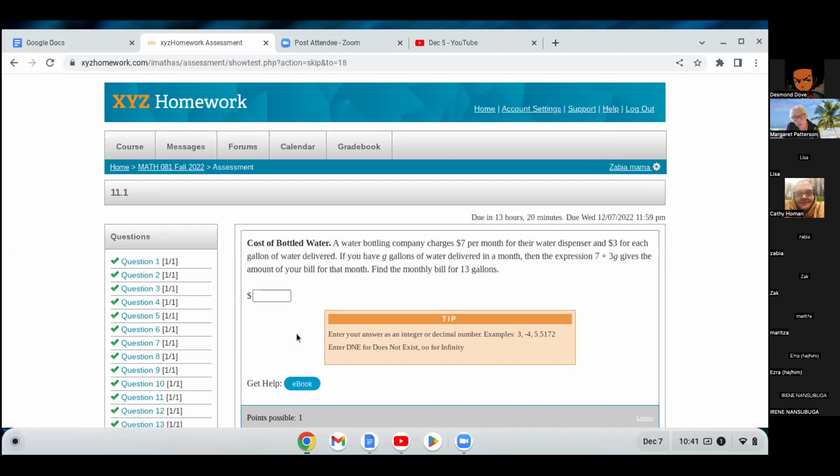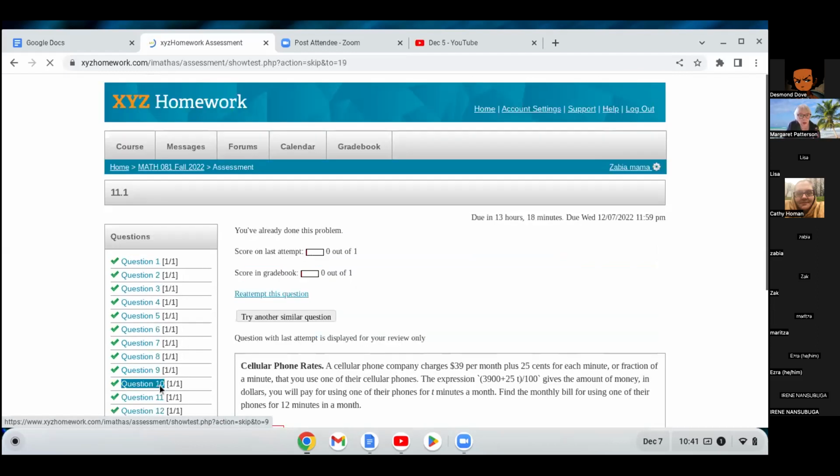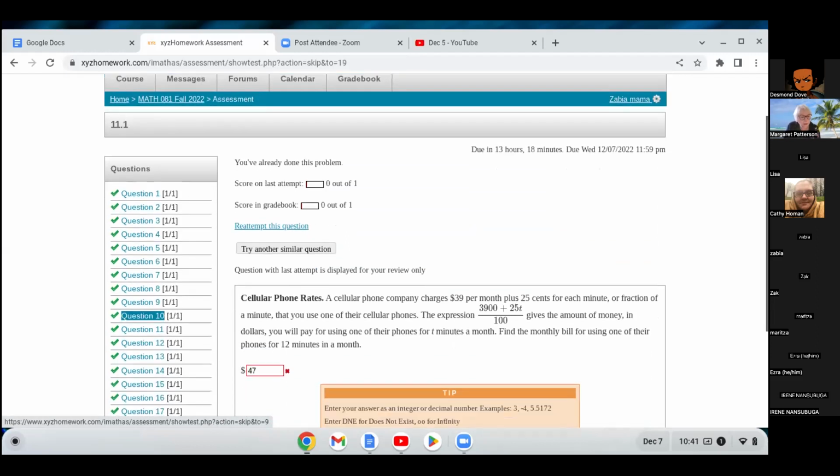So it's word problems, but basically they gave you a formula. They gave you the number that would go in for the missing letter, and that's all you have to do. Then you just simplify it. Even this one, the same formula, right?